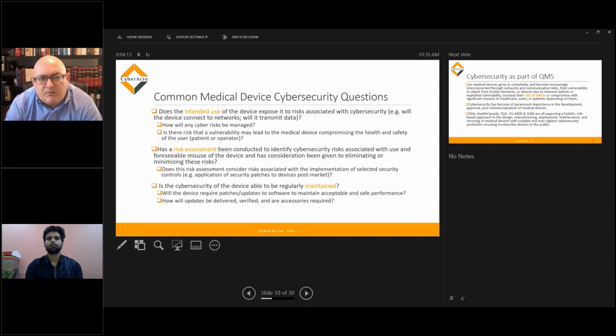In essence, how will the device be connected? Will it transmit data? And then the questions as it pertains to the manufacturer are how you are going to manage the risk yourselves. And as part of this risk management activity, are there any known vulnerabilities that may lead to a compromise related to the health and safety of the user, either the patient or the operator?